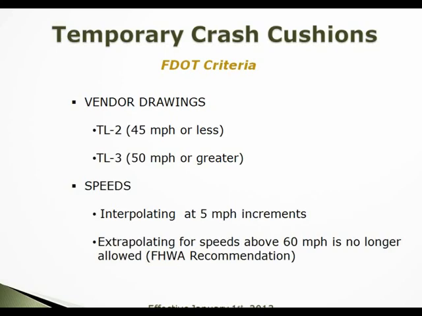This came from the FHWA. The research showed that when vehicles approach the crash cushions, they tend to slow down, either by braking or trying to avoid the crash cushion. So they said it's not cost effective to design a crash cushion for more than 62.5, which in turn we went with 60 miles per hour.